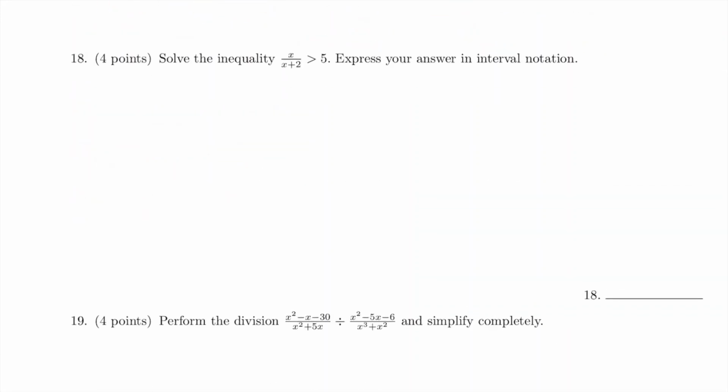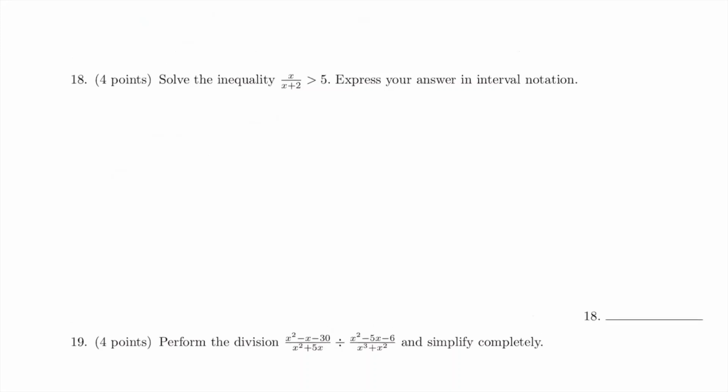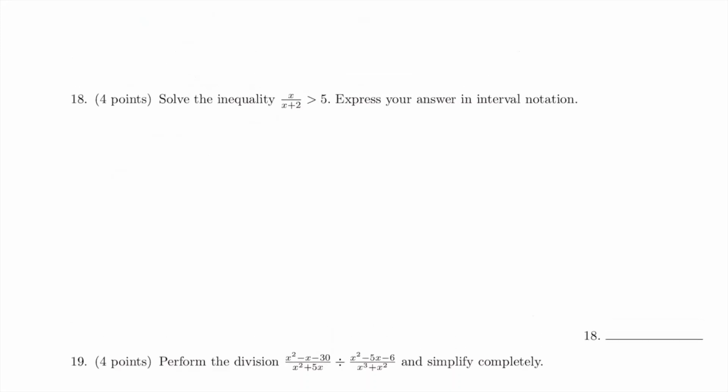So for number 18, we're going to be solving this inequality. Every time you're solving an inequality, make sure one side is 0. So we're going to push the 5 to the left side. So we have x over x plus 2 minus 5 greater than 0.